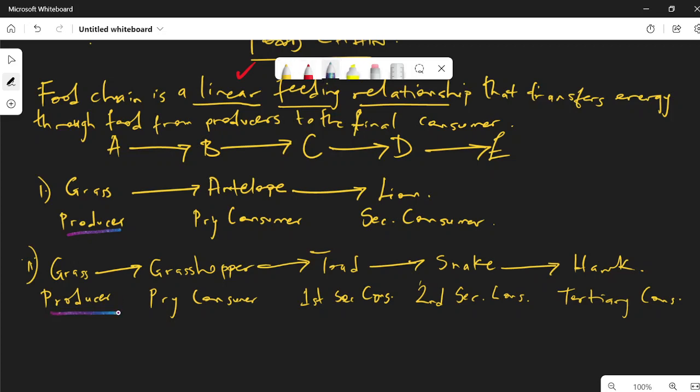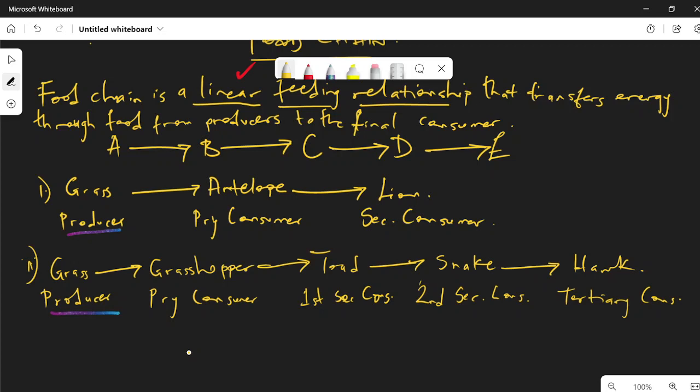the first reaction. It is also serving as our producer. And then we have our grasshopper to be our primary consumer. We have toad to be our secondary consumer. Snake also is seen as secondary consumer, but we have to differentiate between their positions. That is why toad is seen as first secondary consumer, and then snake is the secondary consumer, while we have our hawk to be the tertiary consumer.